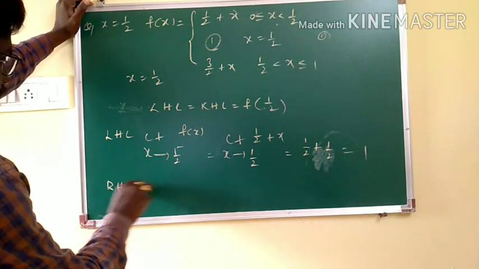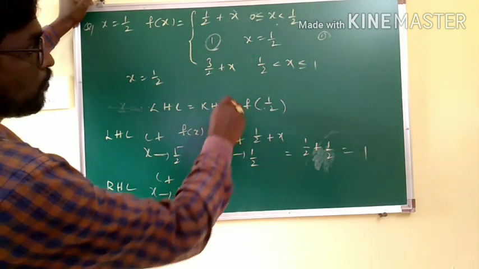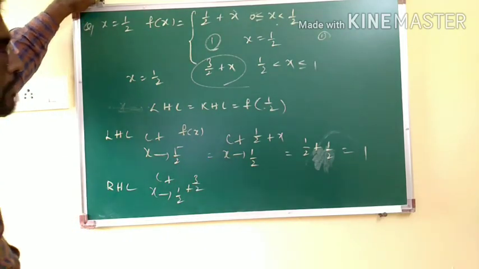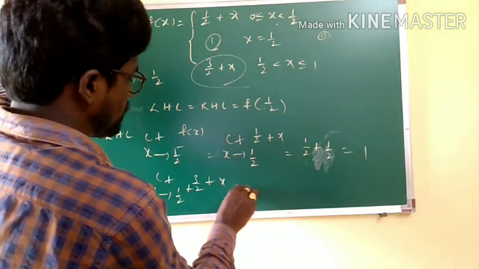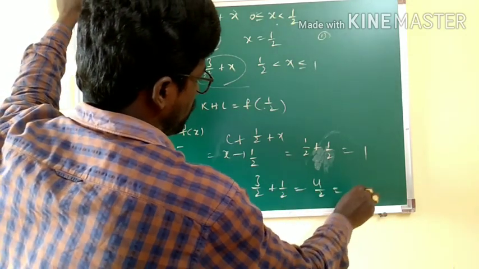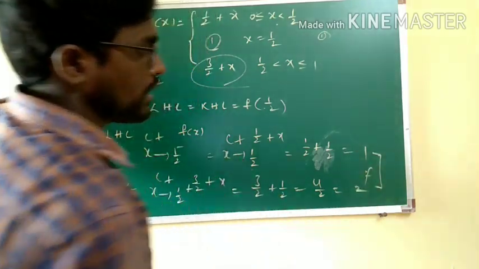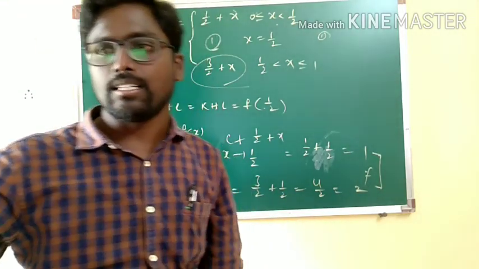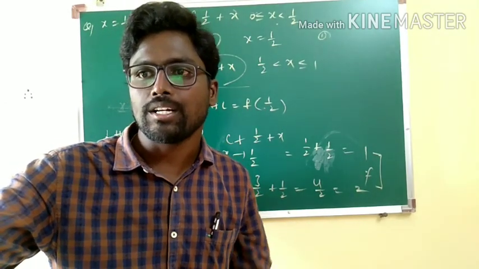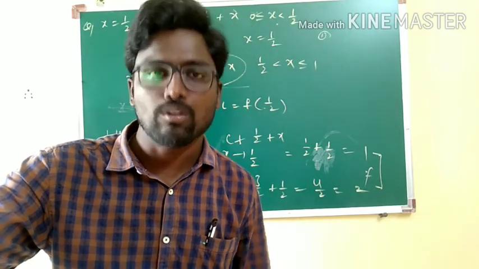Right hand limit. What is the right hand limit? Limit as x tends to 1 by 2 plus. For 1 by 2 plus, what is the suitable function? 3 by 2 plus x. Substitute the limit: 3 by 2 plus 1 by 2, you get 4 by 2, which is 2. Very clearly the left hand limit is not equal to the right hand limit, and hence the limit doesn't exist. As the limit doesn't exist, we can't talk about continuity, and hence we say f of x is discontinuous at x equal to 1 by 2.